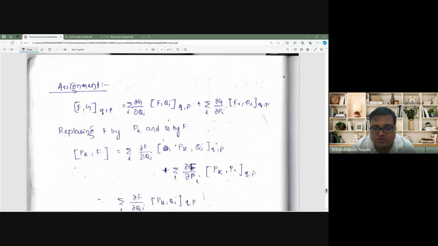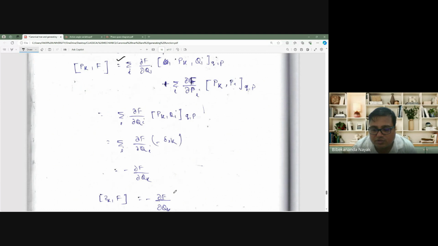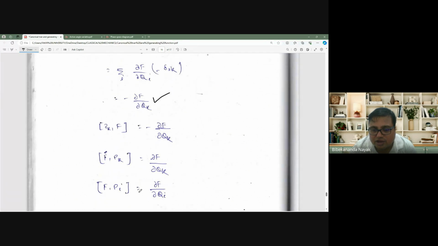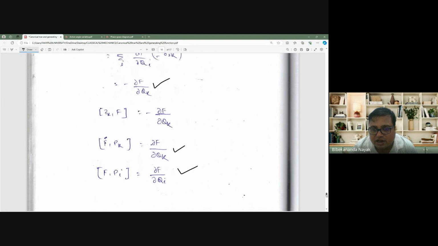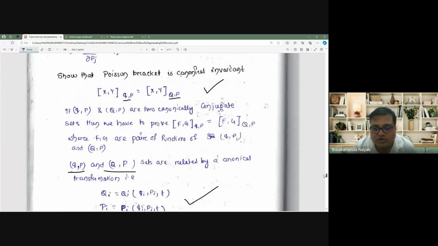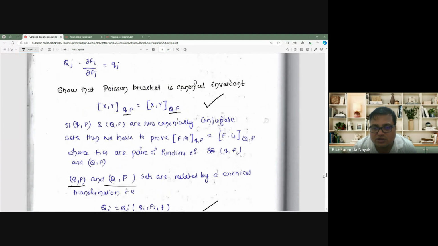Similarly, replacing f by Pk: first is Qk, then Pk. We get similarly minus del F by del Qk. {F, Pk} is equal to del F by del Qk, and {F, Pi} is equal to del F by del Qi. Similarly, you get these things, and substituting this, you get your equation.